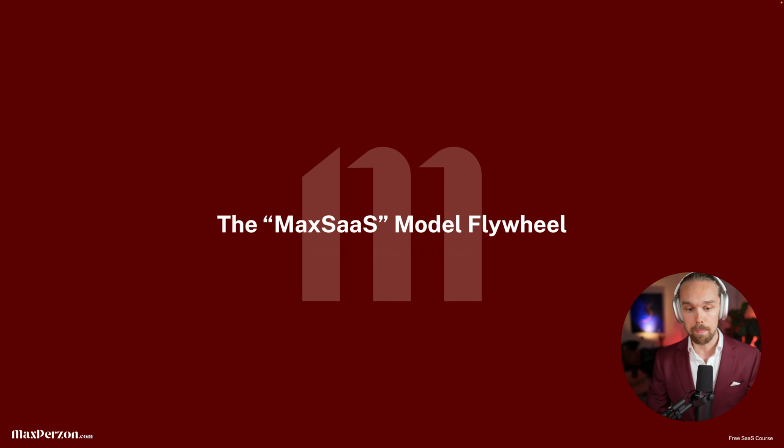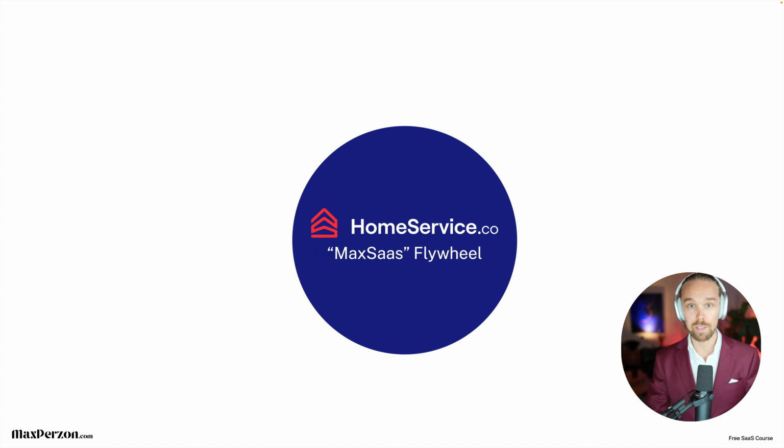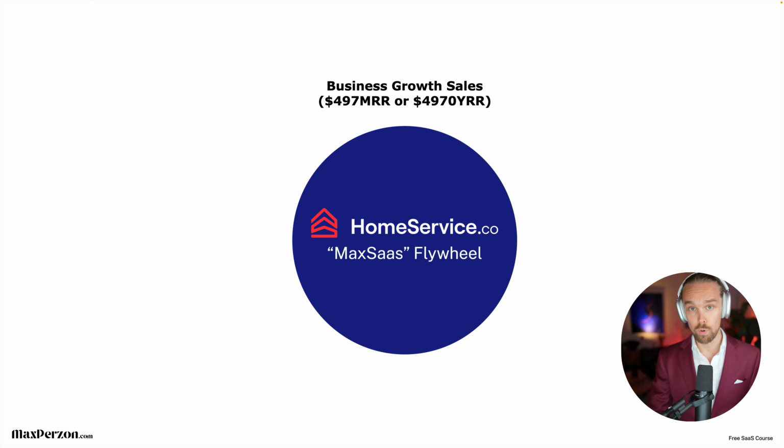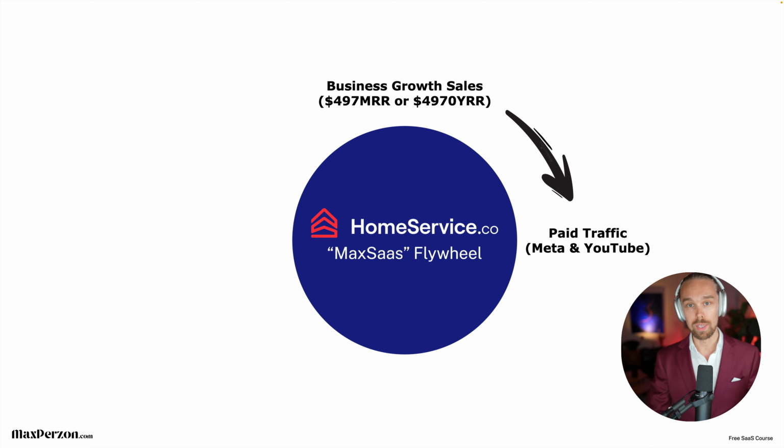Let's begin with the MaxSaaS model, the flywheel that I've come up with, this new way of selling SaaS, right? So everything starts from the top. So we sell our software for $497 per month or $4,970 per year, all right? And we reinvest money into paid traffic, mainly using Meta, but we will also start utilizing YouTube. We drive that traffic to a free course.